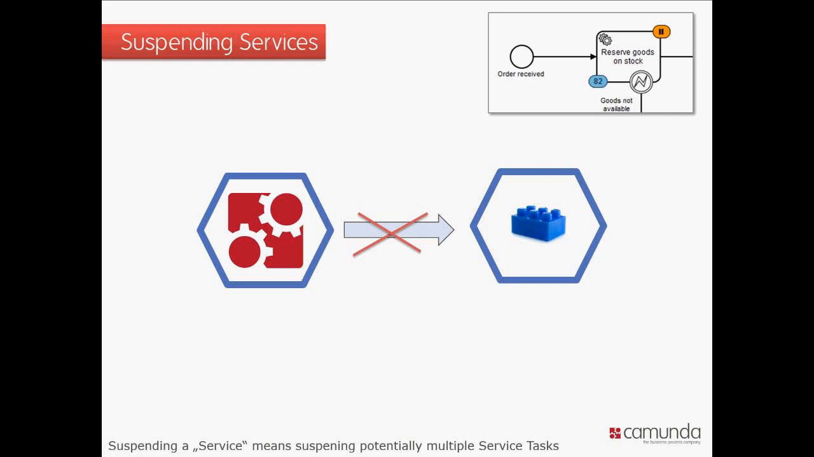We have customers, for example, doing some additional logic, like querying all what we call job definitions, to see what you can suspend. They have a naming convention, so they search for everything which is, for example, starting with warehouse, and then they suspend them in one batch. So that's possible to do, but you need quite some additional logic in order to achieve that.